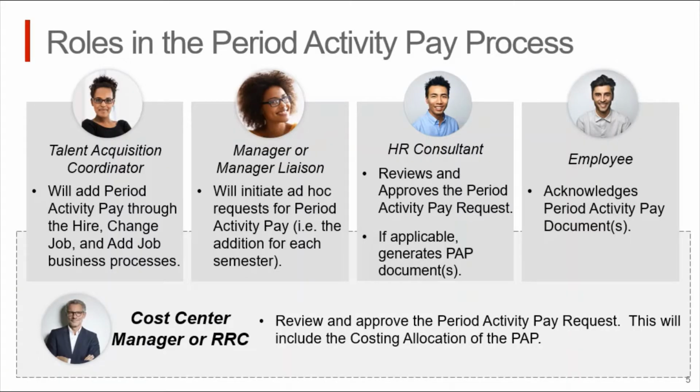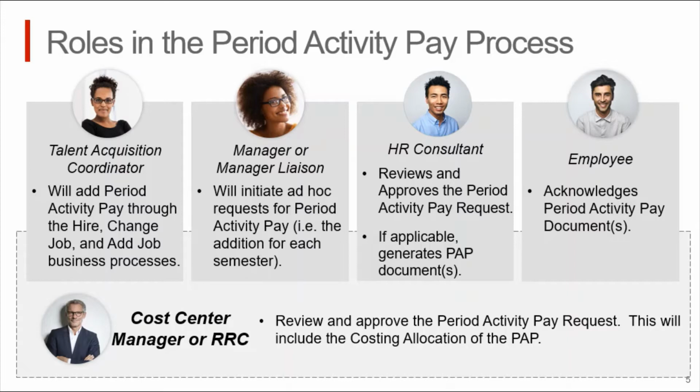There are 5 key roles involved in the period activity pay process. 1. Talent Acquisition Coordinator. 2. Manager or Manager Liaison. 3. Cost Center Manager or RRC. 4. HR Consultant. 5. Employees. The Talent Acquisition Coordinator will be responsible for adding period activity pay throughout the hire, change job, and add job business processes.